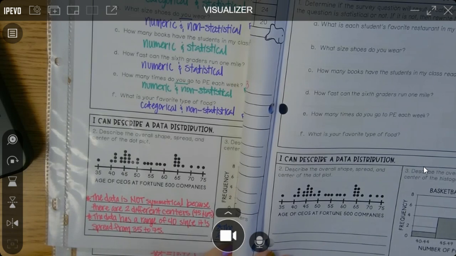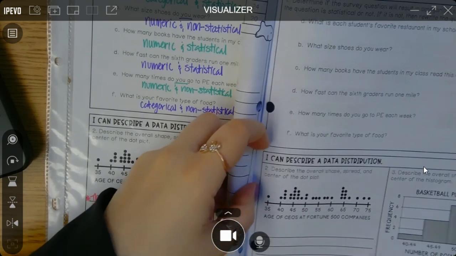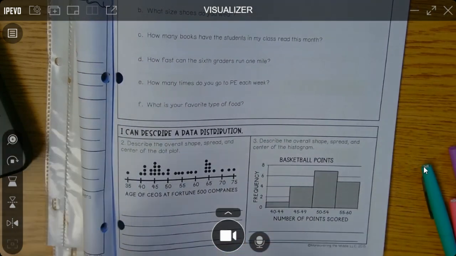And yeah, so we already answered all those questions. Okay, what would you say about the next graph right here, this histogram? Okay, what's its shape, spread, and center? Is it symmetrical? Is it skewed? What's the spread? Can you know the specific spread?